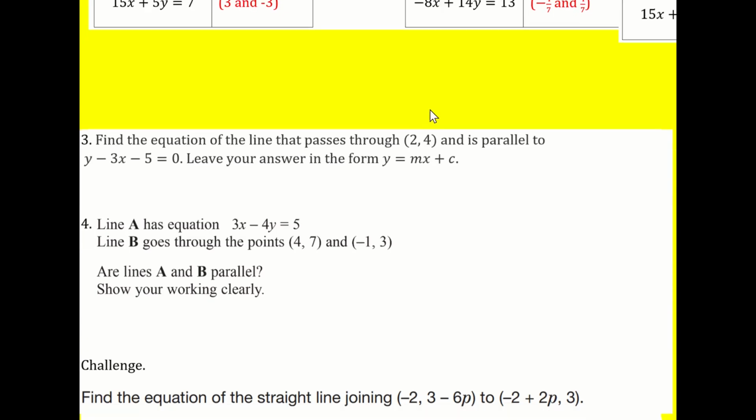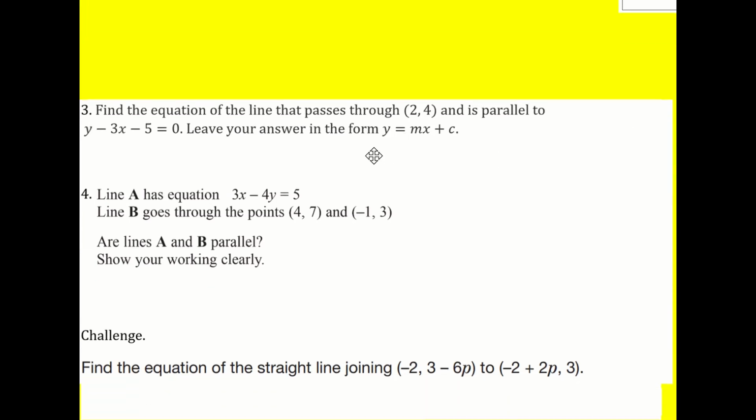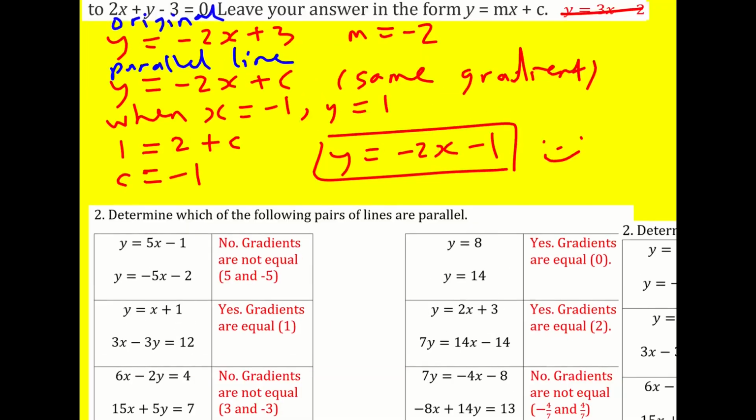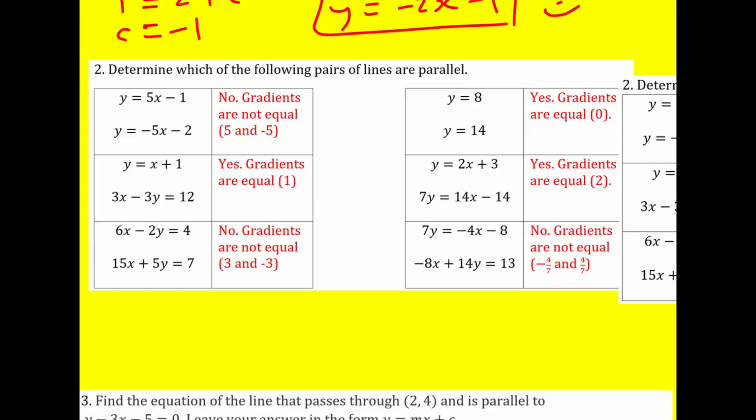Okay, and finally we're getting on to some later questions on this topic, but it's the same kind of principles and using things we've had before. Find the equation of the line that passes through 2, 4 and is parallel to this one. That is a similar question to that.